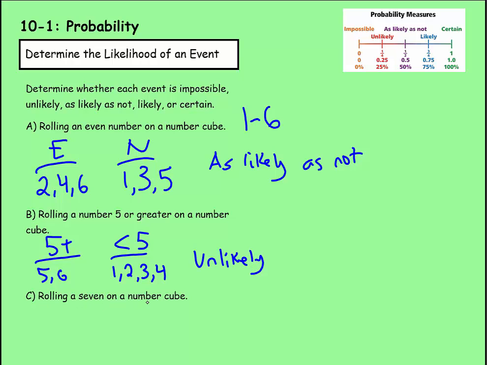Now we have rolling a 7 on a number cube. Well, I know that my number cube only has 1 through 6, meaning that 7 could never happen. I never have to worry about rolling a 7, making this impossible.